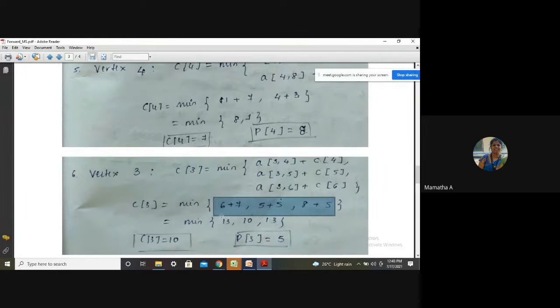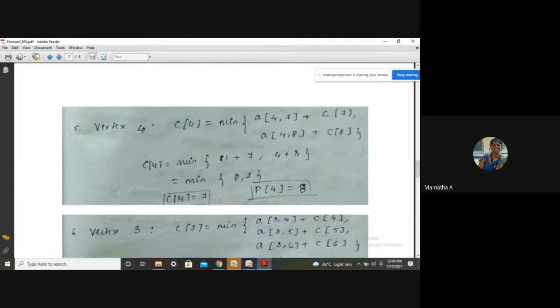So you can see the second one gives you the minimum. Via which vertex? The second one is minimum. Via which vertex? Which vertex, students? 5. So you have to update accordingly. So C of 3 equals 10 and P of 3 equals 5. Understanding. Similarly, we have vertex 2.